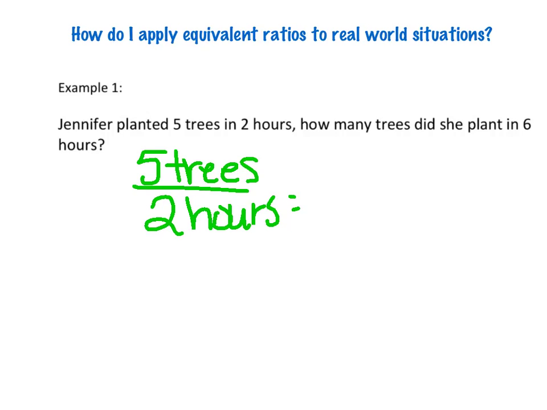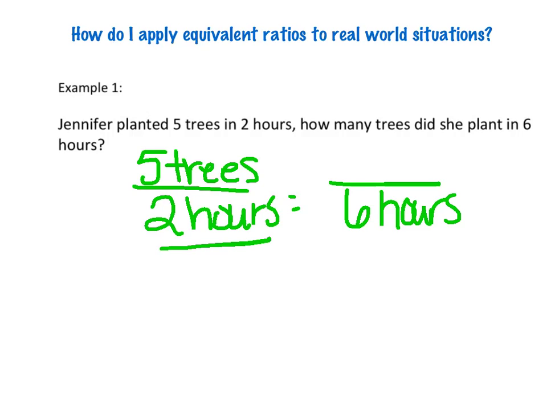So now I don't want to know what it's going to be for 2 hours. I want to know what it means for 6 hours. Now notice that hours and hours, your time there is lined up. Same with the number of trees. Well, I know how many trees I can do in 2 hours, but I don't know how many trees I can plant in 6 hours.